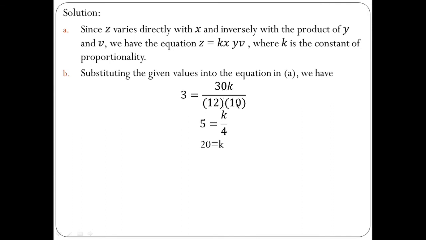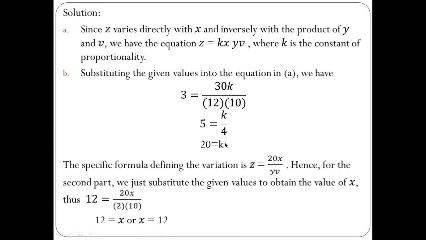Then, 12 times 10, i-multiply natin. Then, cross-multiply natin, class. So, the result will be 5 equals k over 4, or cross-multiply, 5 times 4, we have 20 equals k. So, the value for k is 20. So, the specific formula defining the variation is z equals 20x over yv.